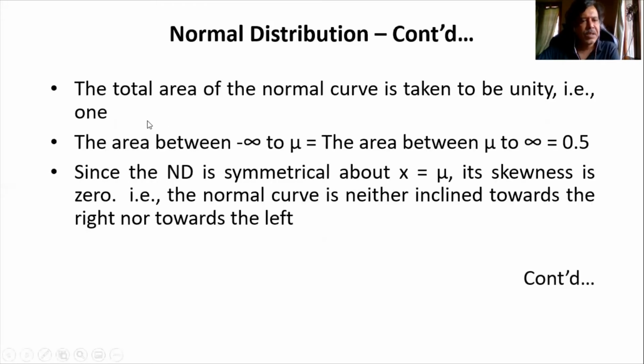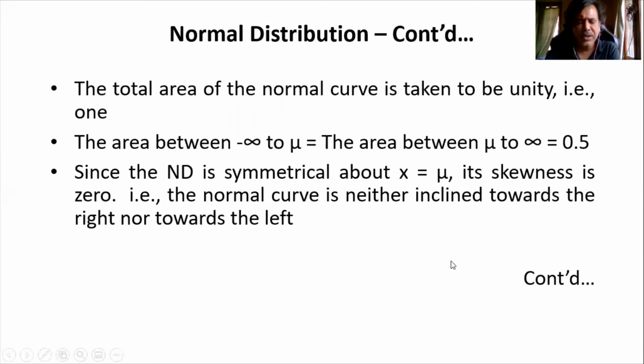Again, the total area of the normal curve is taken to be unity, that is 1. The area between negative infinity to mu is the same as the area between mu to infinity, which is 0.5. Since the normal distribution is symmetrical about x equal to mu, its skewness is 0.